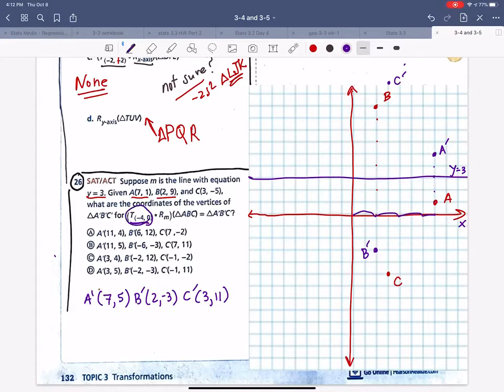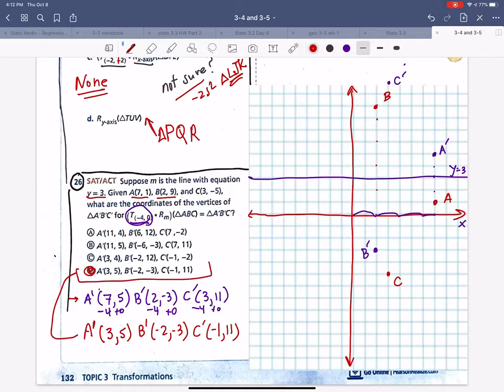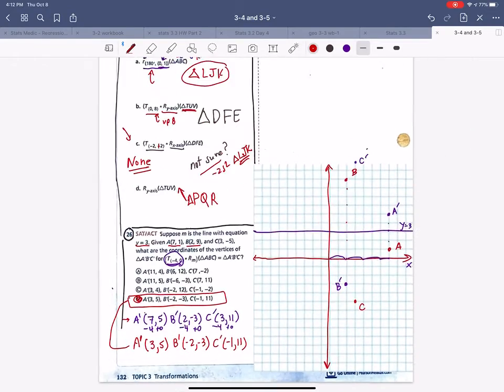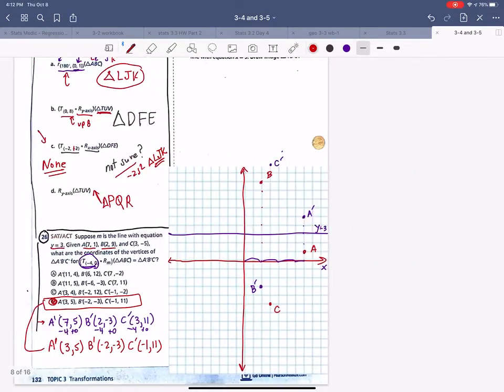All right, now I'm going to translate. So that would be left 4, but do nothing to the y. So my final location, remember I don't have to call each one prime each time I move it. I can do it multiple times, but I get the coordinate. Voila. Nice work.